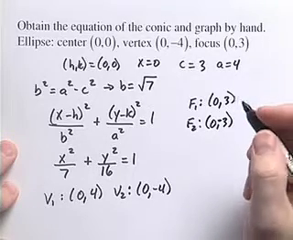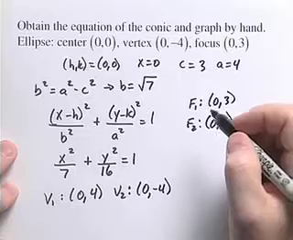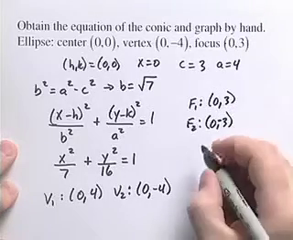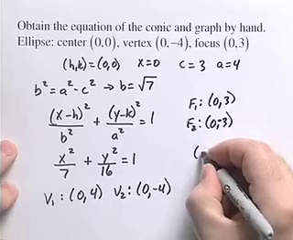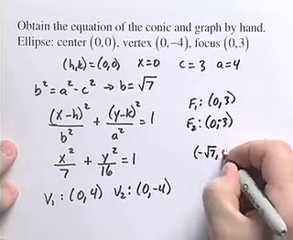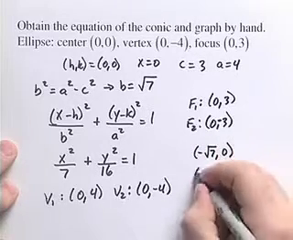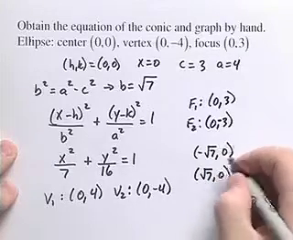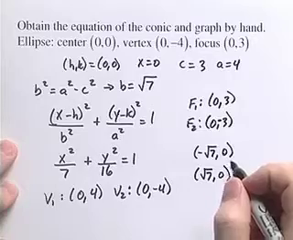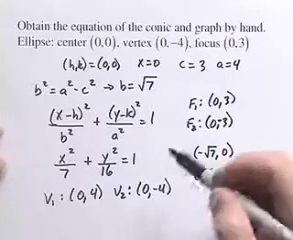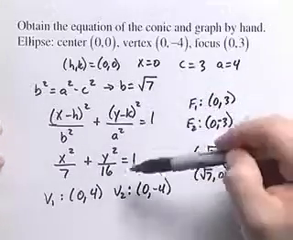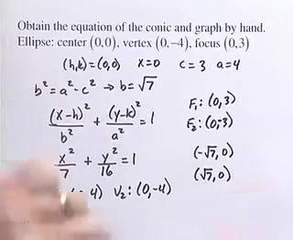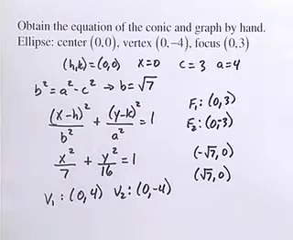Then finally, we can use the value of b. Since b is the square root of 7, we can get 2 points that are to the left and right of the center. So 2 more points on the graph will be (negative square root of 7, 0) and (square root of 7, 0). These would be 2 points that are on our minor axis. So we put all this information together, our center, our vertices, our foci, and the 2 additional points. We can go ahead and get the graph of our ellipse.